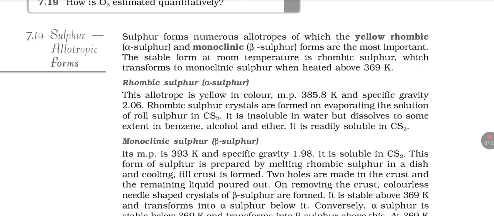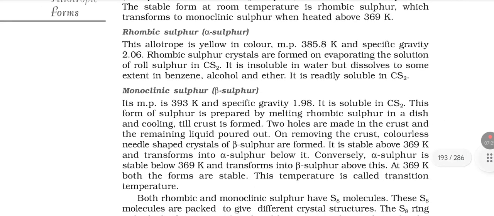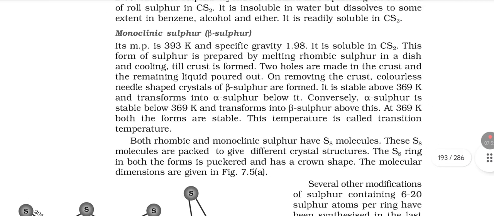Rhombic sulfur, alpha sulfur. This allotrope is yellow in color, with a melting point of 385.8 Kelvin and a specific gravity. Rhombic sulfur crystals are formed on evaporating the solution of roll sulfur in CS2. It is insoluble in water but dissolves to some extent in benzene, alcohol and ether. It is readily soluble in CS2.